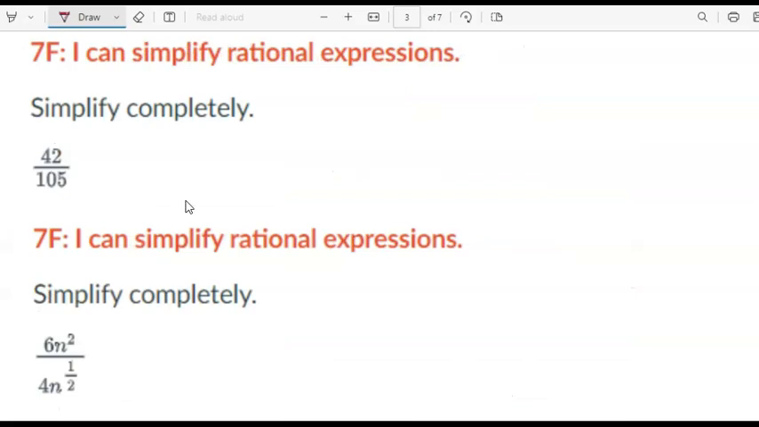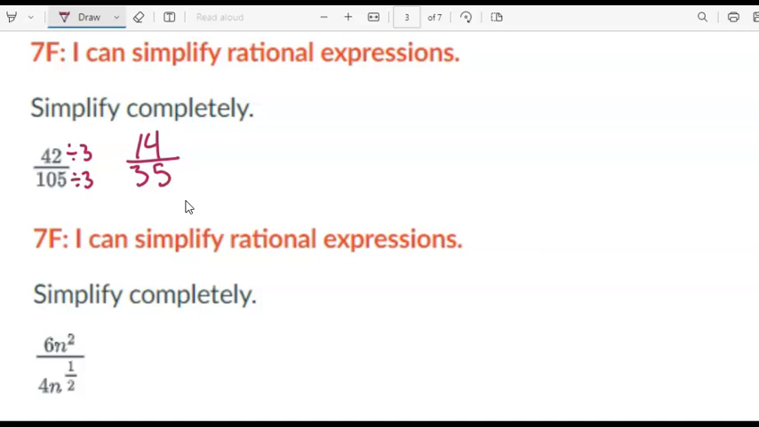(7F) I can simplify rational expressions. Simplify completely. 42 over 105. Well, we can't divide by 2 because these are not both even. 42, 4 plus 2 is 6, 1 plus 5 is 6. That means they both divide by 3. So we could divide each of these by 3. 42 divided by 3 is 14. 105 divided by 3 is 35.